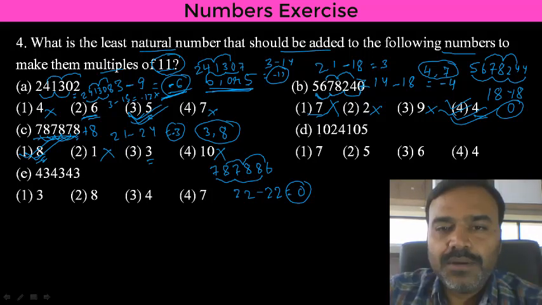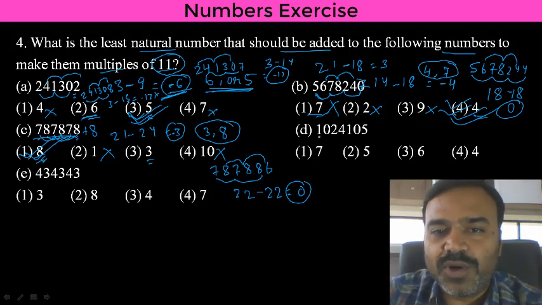Okay. Now the next one. 1024105. So add the odd place digits.